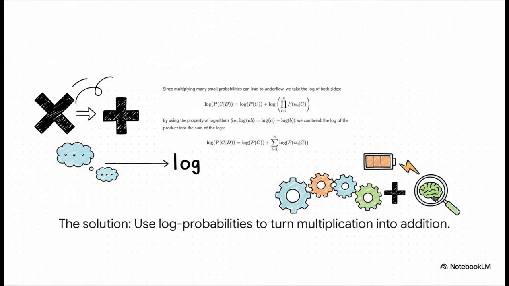And the solution here is another beautiful math trick. Instead of multiplying all those tiny numbers, we take their logarithms and just add them instead. It's a basic property of logs that adding logarithms is the same as multiplying the original numbers. This keeps all our values in a nice, stable range that a computer can handle. So we turn a fragile multiplication problem into a nice, sturdy addition problem.